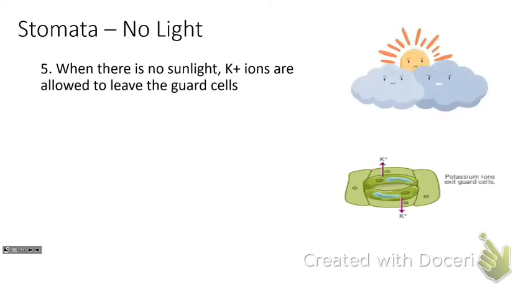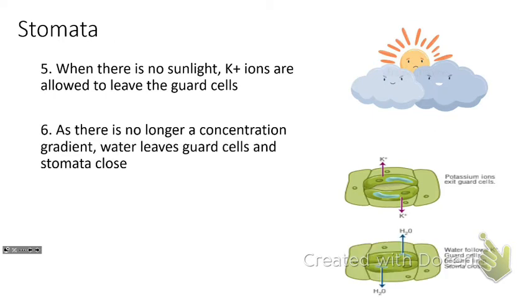Okay, so next, this is when we have no sunlight. So when there is no sunlight, potassium ions will leave the guard cells. As there is no longer a concentration gradient, water will leave the guard cells. The stomata will close, and then they're closed. Okay? Then they are preventing water loss. The sun's gone away. The plant's like, okay, I'm not going to do any more photosynthesis. The sun's gone, so I'm going to close up those guard cells, and that's going to be my day. It's essentially like locking up your doors before you close up the shop.